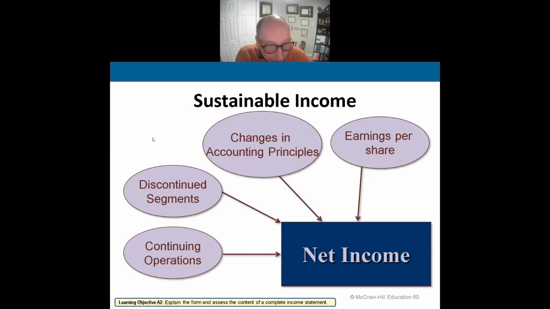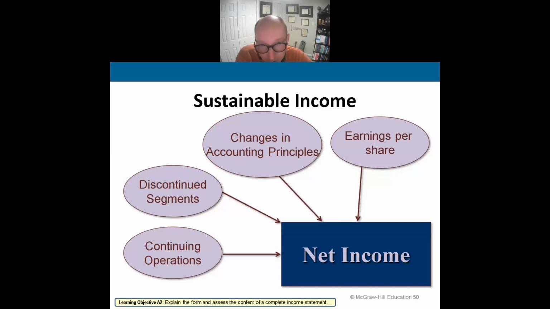So why is this all important, right? Why do we as managers analyze the financial health of our company? Well, it helps us to identify what we call sustainable income. Sustainable income simply means income that will continue to come into the business through operations.